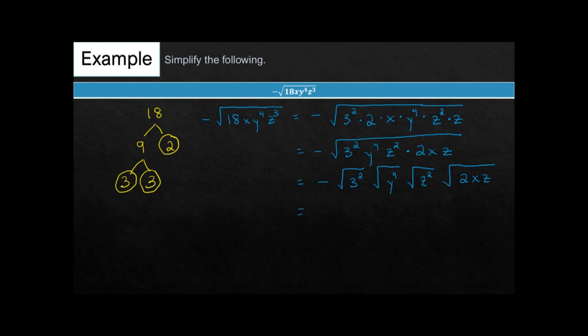And now I'm going to take these square roots. So I have my negative. The square root of 3 squared is 3. The square root of y to the 4th is y squared. The square root of z squared is z. And then I have the square root of 2xz. And then that is our simplified expression there.